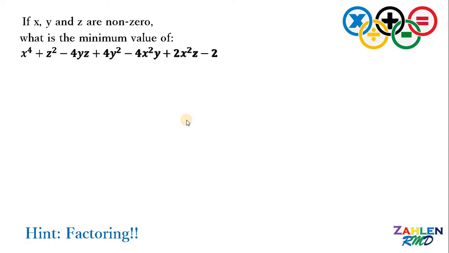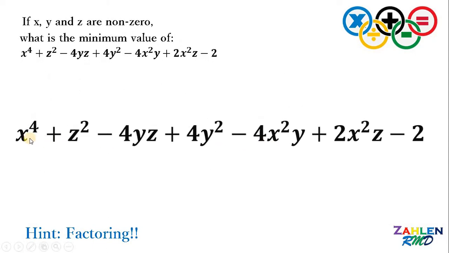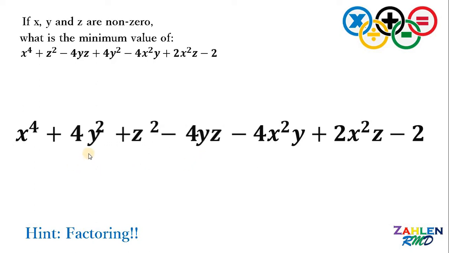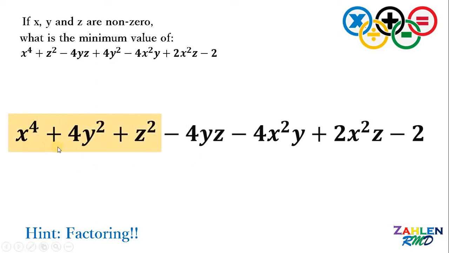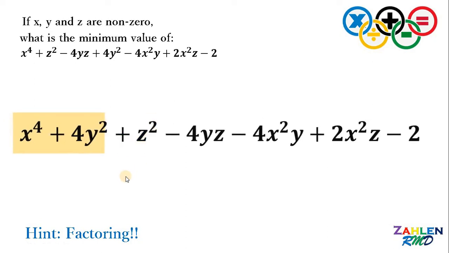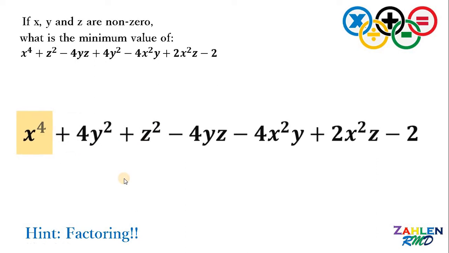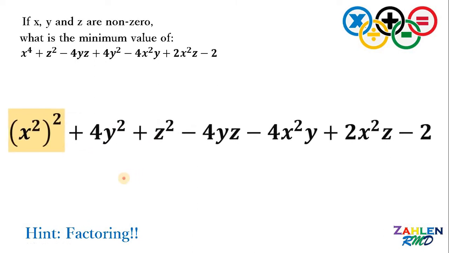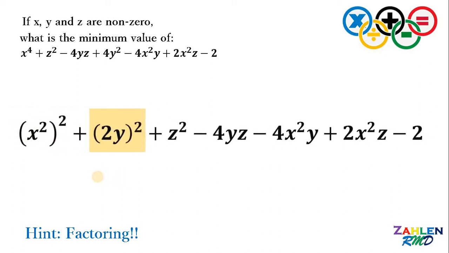So, let's focus on the given expression. We have x to the fourth plus z squared minus 4yz plus 4y squared minus 4x squared y plus 2x squared z minus 2. One thing I notice here is these three terms with an even exponent. So we have x to the fourth plus 4y squared plus z squared. Now take a look at x to the fourth power. This can be written as x squared raised to 2. And this 4y squared can be written as 2y raised to 2. And of course, z squared is z raised to 2.